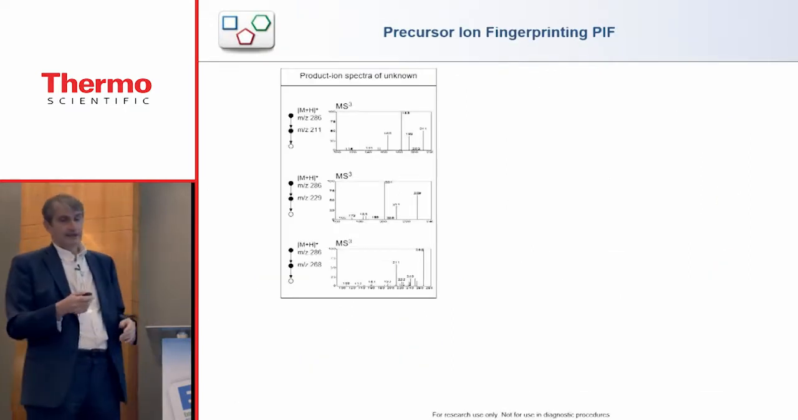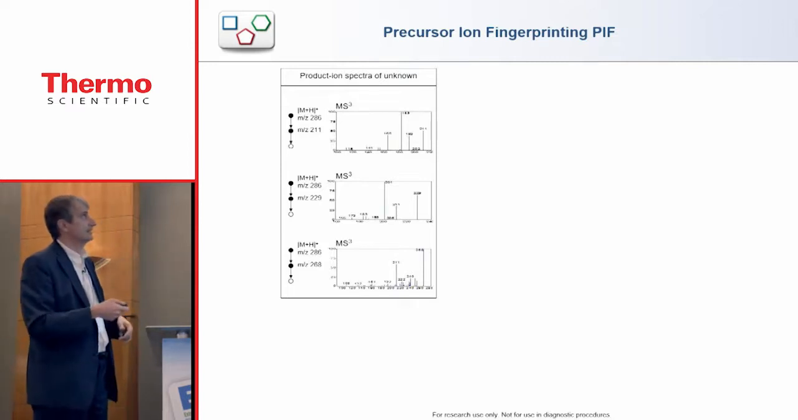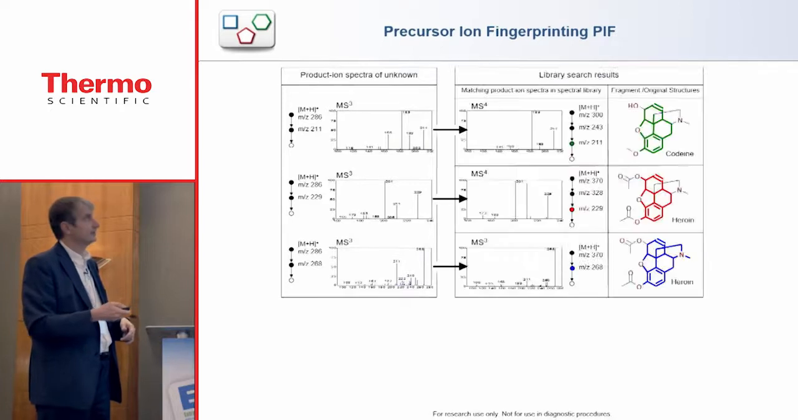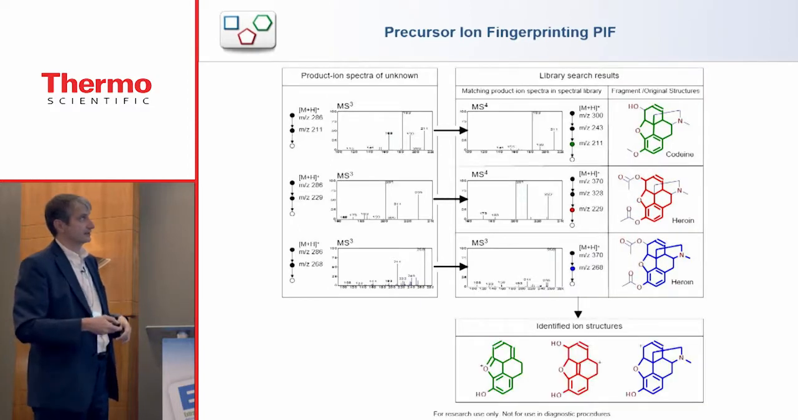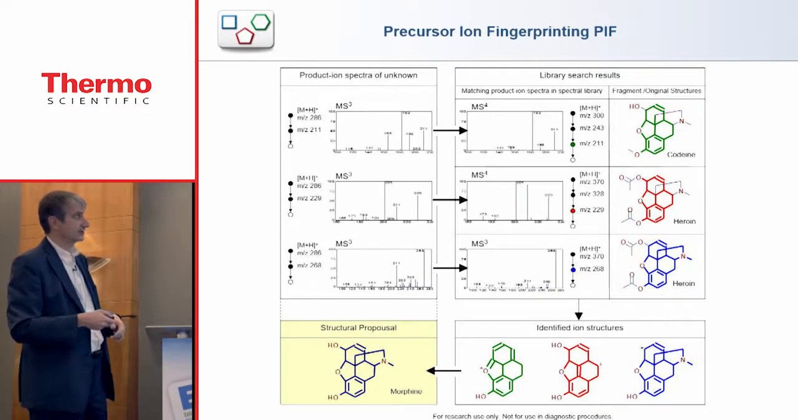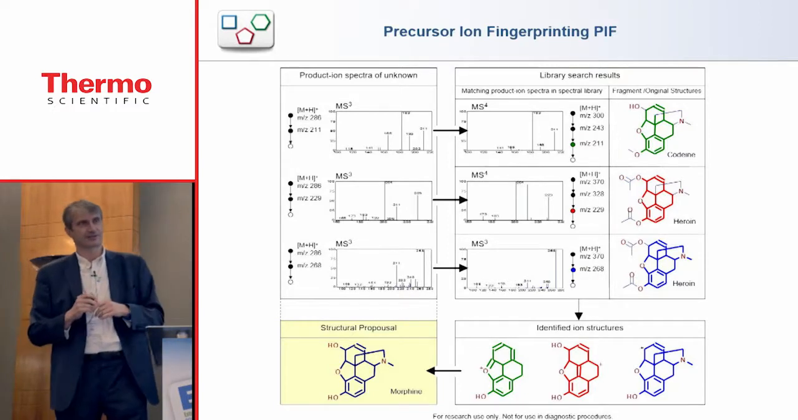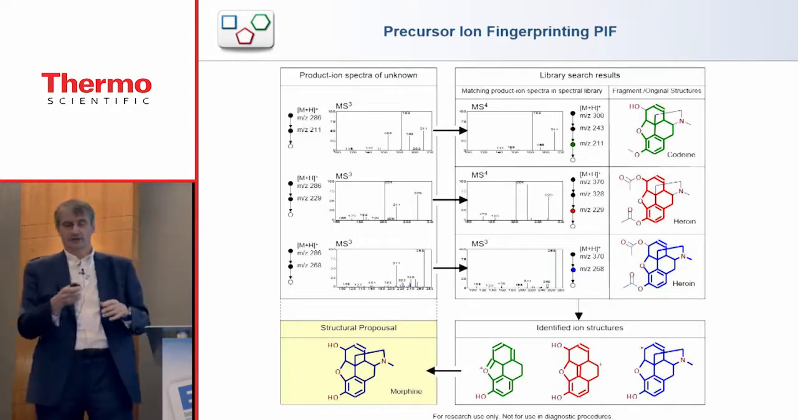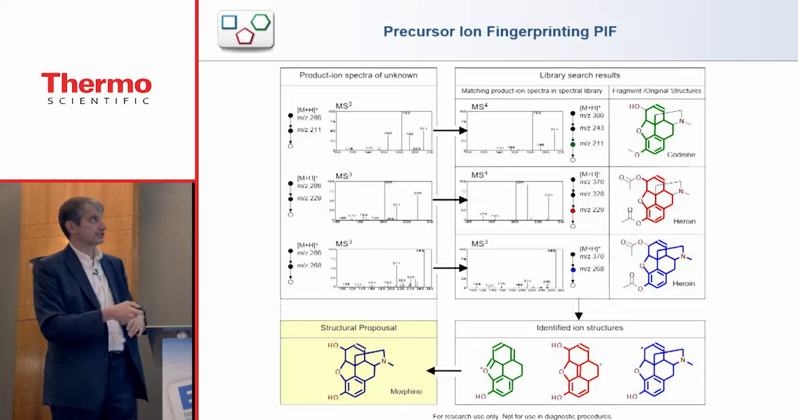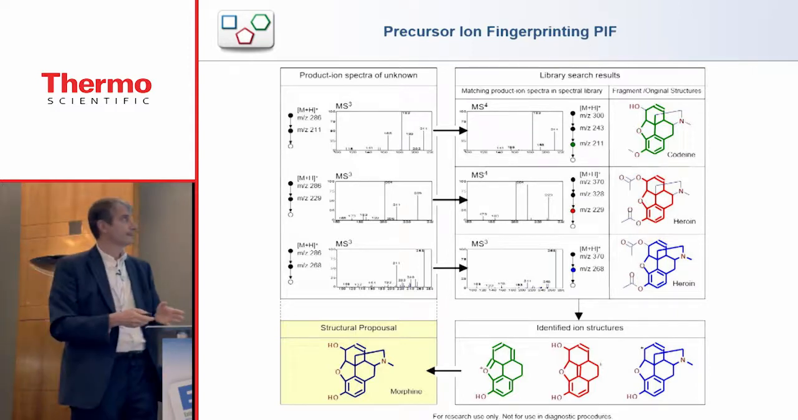So how would it work? Well, we acquire MSn spectra of an unknown compound. We search those spectra in our library in mzCloud. We identify the substructures, and then we have the results here. I have to admit this is an ideal case. That does not happen that often, but at least this is the model of how it should work. The more substructures we have in our database, the better we can identify the compounds.